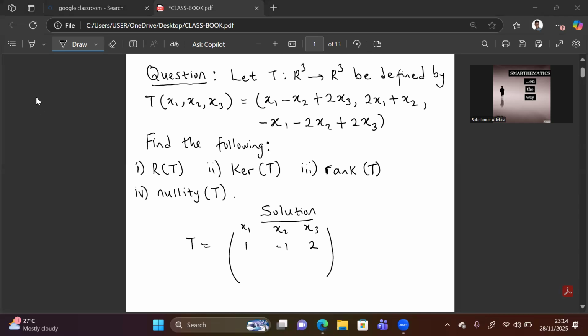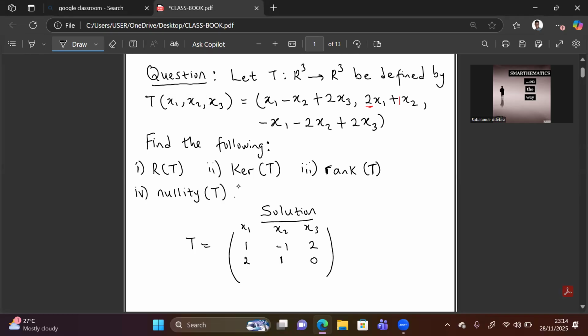Now for the next term that we are given, after the comma, we have 2x1 plus x2. So 2x1 means the coefficient of x1 here is 2. The coefficient of x2 here is plus 1. We don't have x3, so that means the coefficient will be 0. So for the second row, we are writing 2, 1, and 0 because x3 is not there, so that will be 0.